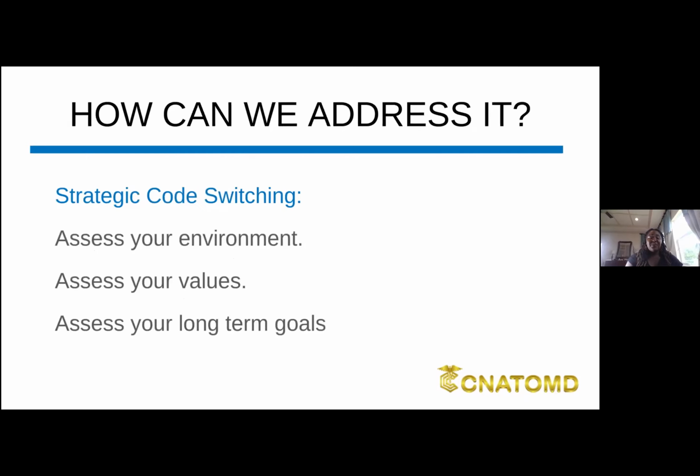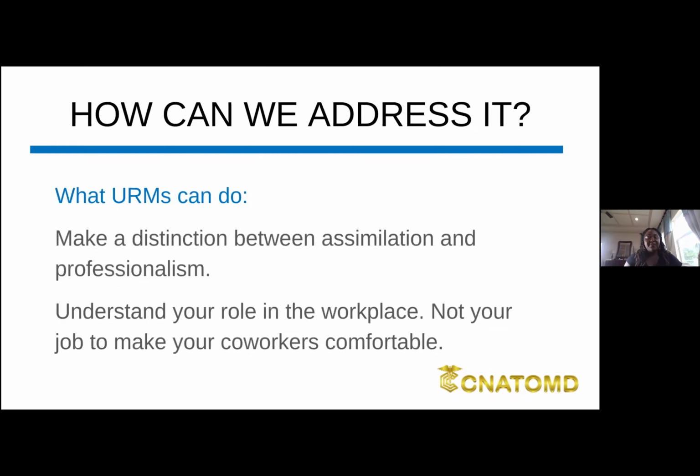And then there's a 3-step process that the article suggests: if you're going to code switch, assess your environment, assess your values, and assess your long-term goals, because ultimately you do not want to leave this process broken and beaten to the point where you barely can recognize yourself. So you have to be honest about what your ambitions are, what you're willing to compromise, and what your long-term goals are. Unfortunately, it's not fair, but that's our reality.